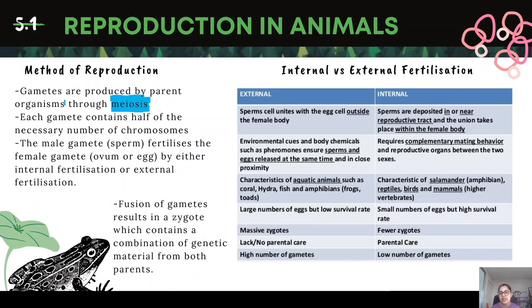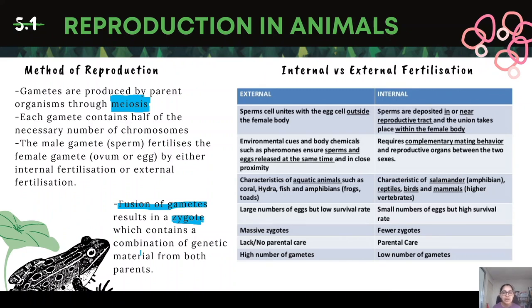Like we said, each gamete contains half the necessary number of chromosomes. The male gamete is the sperm, which fertilizes the female gamete, which is the ovum or the egg. That can happen either via internal fertilization or external fertilization. The fusion of gametes results in a zygote, right? The zygote contains a combination of genetic material from both parents.